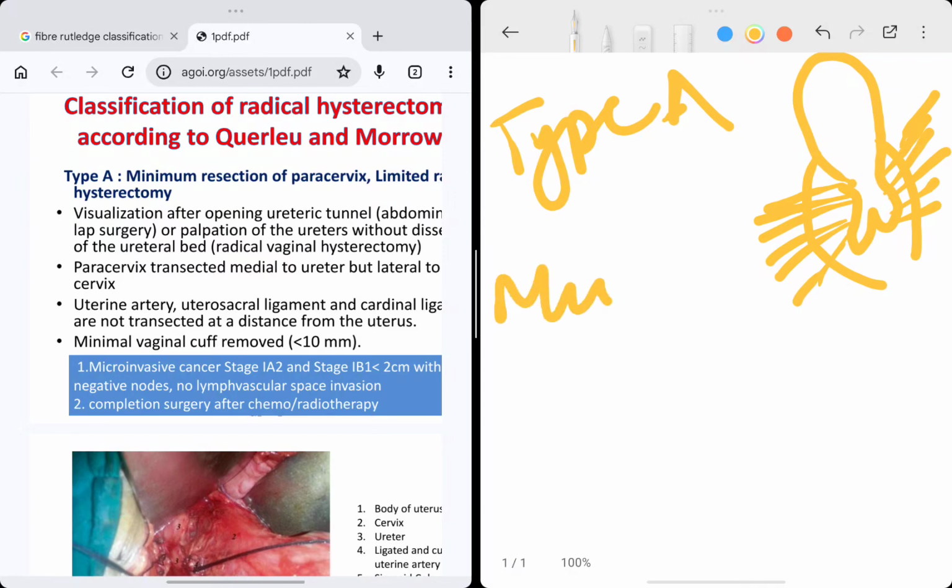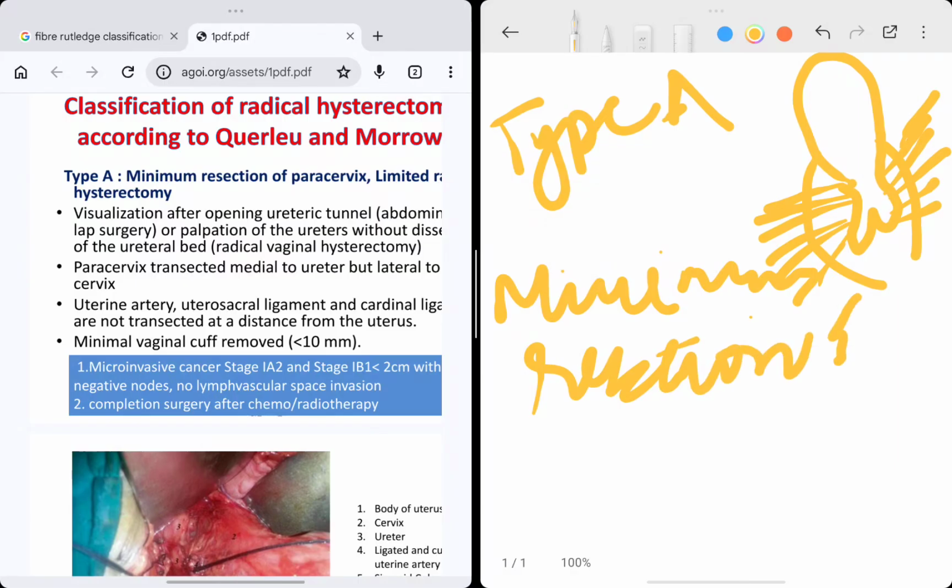So here there is minimum resection of paracervix, and the paracervix is transected medial to the ureter but lateral to the cervix. Uterosacral and vesico-uterine ligaments are not transected at a distance from the uterus. Vaginal resection is generally minimum, without removal of the paracolpos.